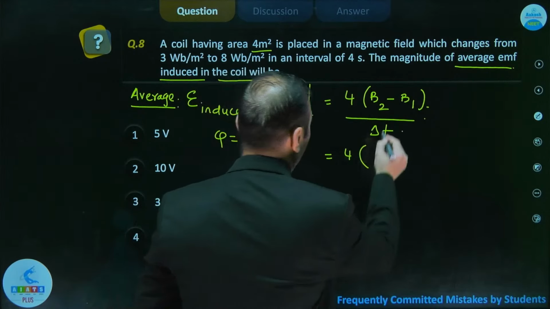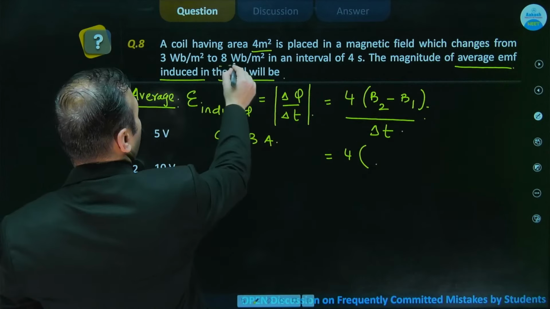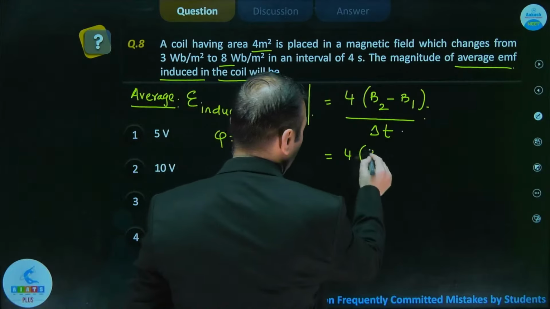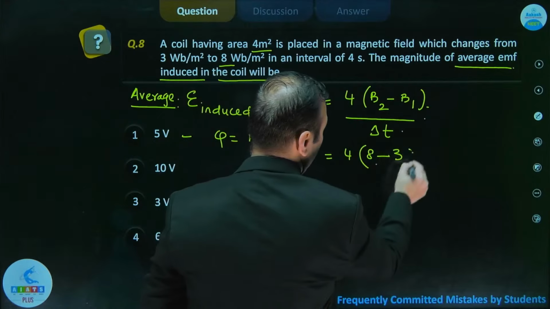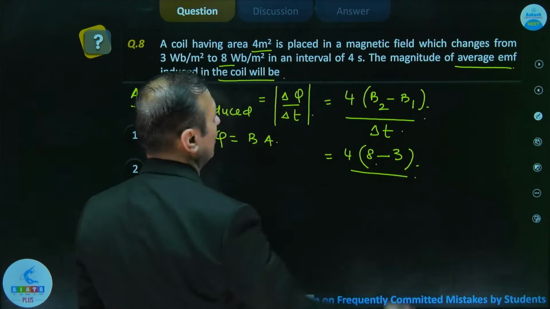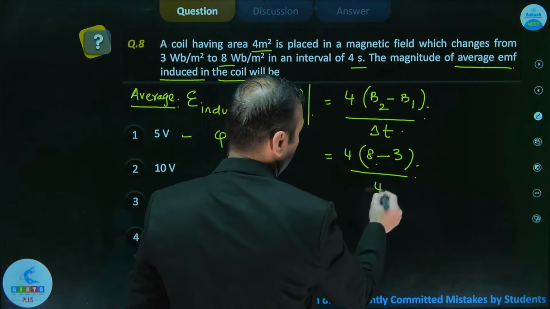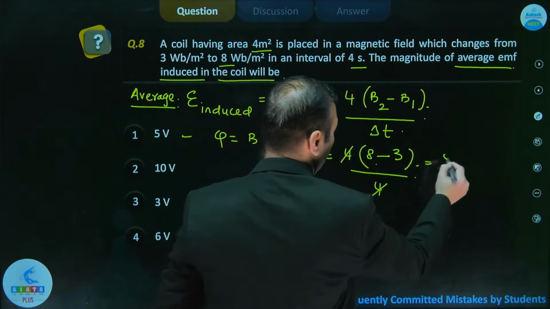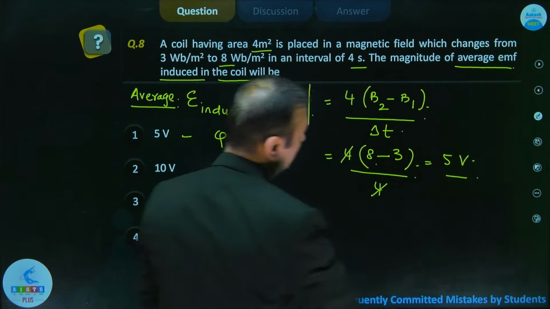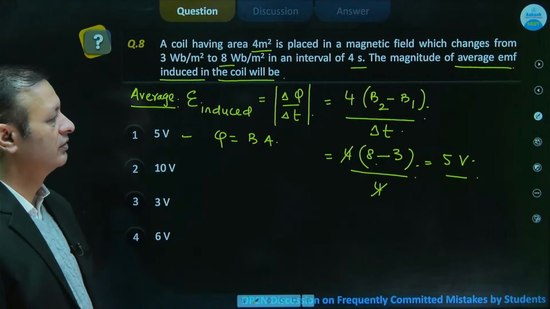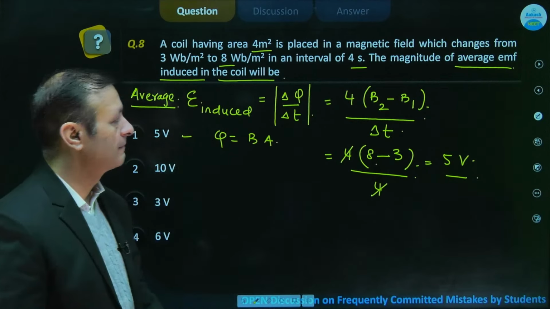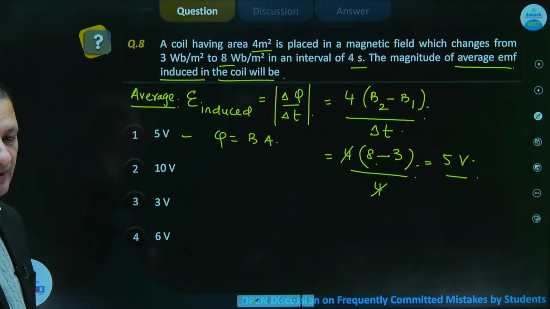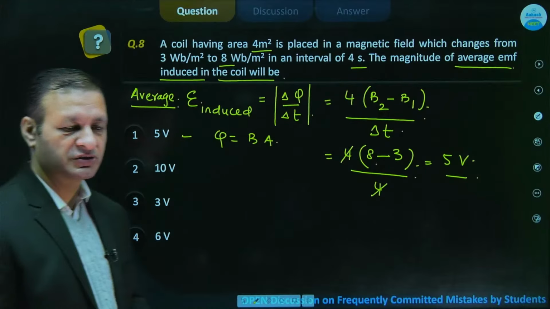So B2 changes to the final value 8 from the initial value 3 in a time interval of 4 seconds. So that gives you precisely 5 volt as the answer for this average EMF. Any doubt? Any doubt from this part?